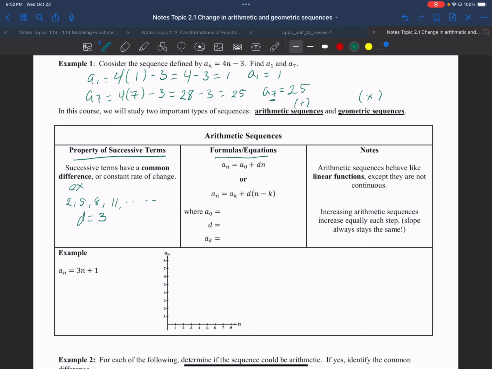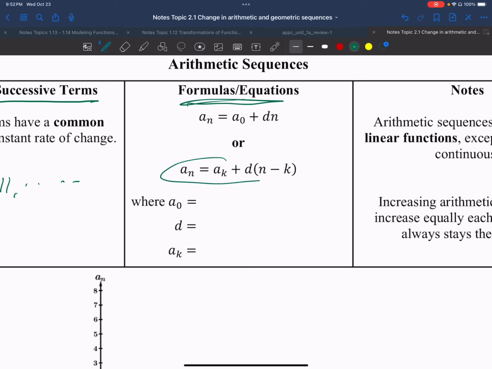We have some formulas and equations that we need to memorize. The one that I want you to focus on is going to be this one, because you can get this first equation by plugging in k equals 0 in the second equation, and it will be the same equation. a sub 0 is going to represent your initial value.